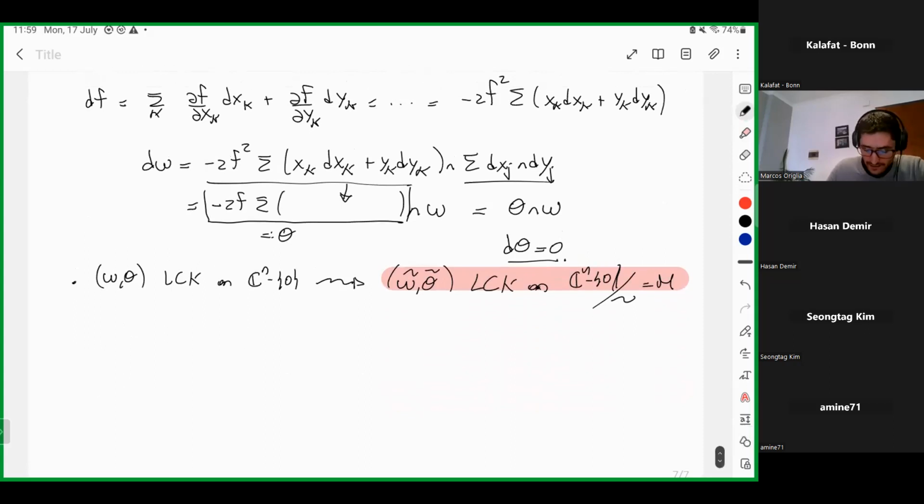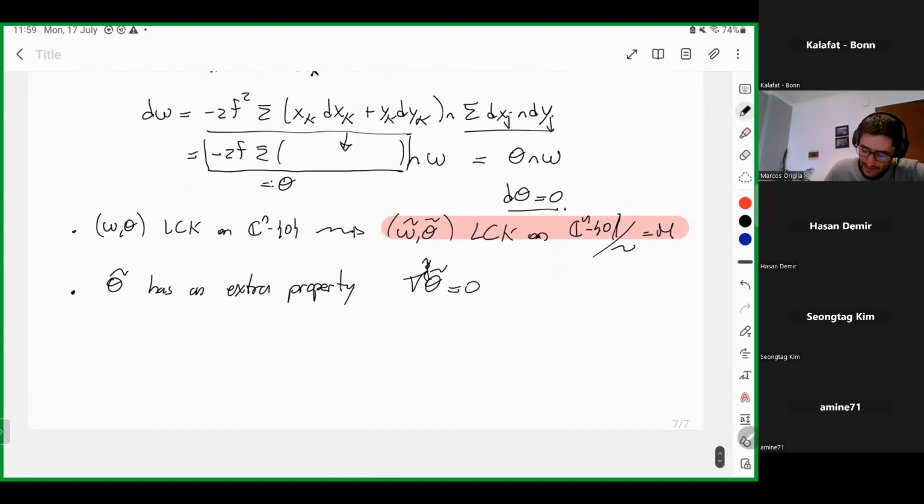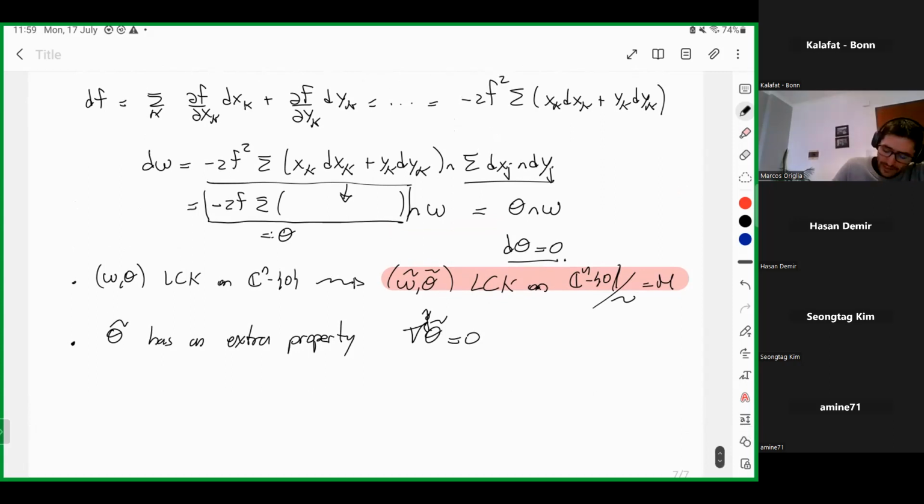And so this is just the last part. If we pay attention, this theta satisfies an extra property. So it's not just LCK, but theta tilde has an extra property, which is that it's parallel with respect to the Levi-Civita connection associated with the metric we have. And this is actually a well-known subclass of locally conformally Kähler. So let me just finish with this definition and we will continue tomorrow.